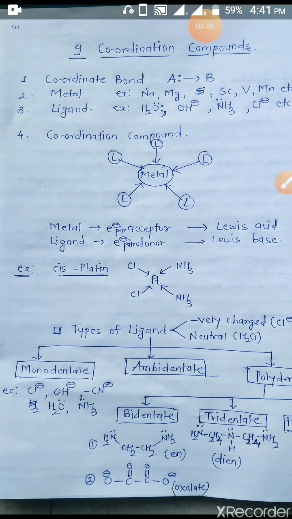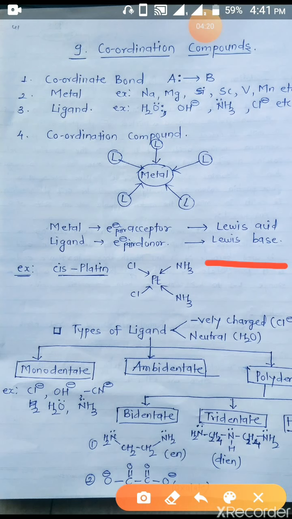Now, long ago we have seen the concept of acid and base, that is the species which accepts electron pair is called Lewis acid, and the species which donates electron pair is called Lewis base, and that's why metal is Lewis acid and ligand is Lewis base.